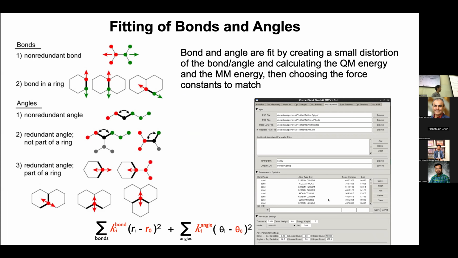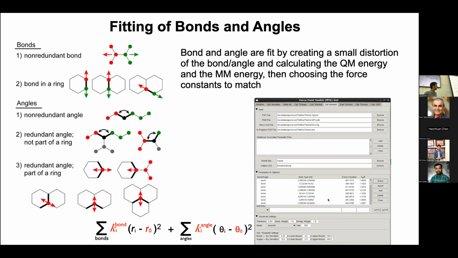Now, again, getting into the weeds for a moment, in the QM we don't actually do the distortion. Instead, we calculate something called the Hessian, which is a matrix of second derivatives in the internal coordinate space. Long story short, it gives you an energy that you can then compare to this. Okay, and ffTK makes that comparison in order to optimize those bonded parameters.